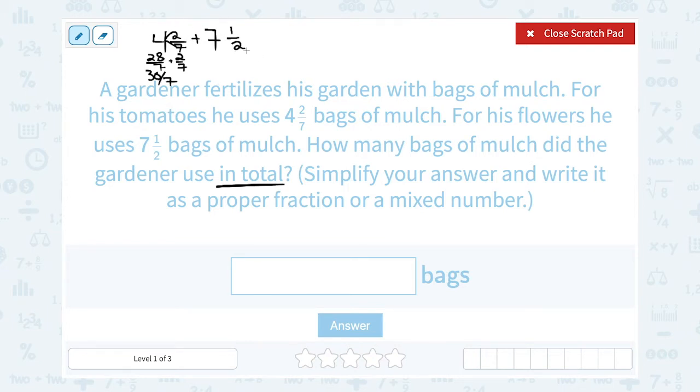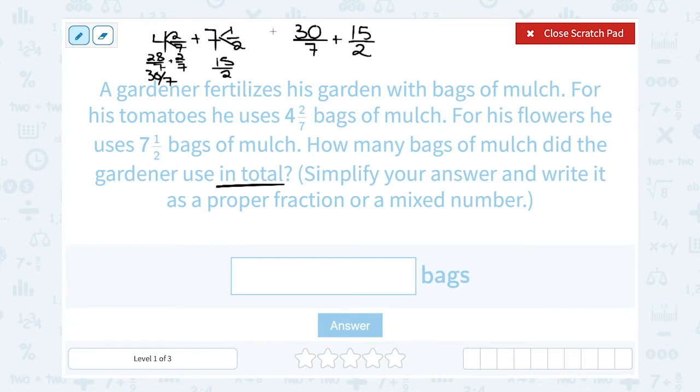Well, 7 times 2 is 14. So 7 we could think of as being 14 over 2, and then we still have to add that 1 for 1/2. So this would become 15 over 2. Again, you multiply 7 times 2 is 14, add the 1 to get 15, and then you always keep the same denominator. So now that I have improper fractions, I'm adding 30 over 7 plus 15 over 2.